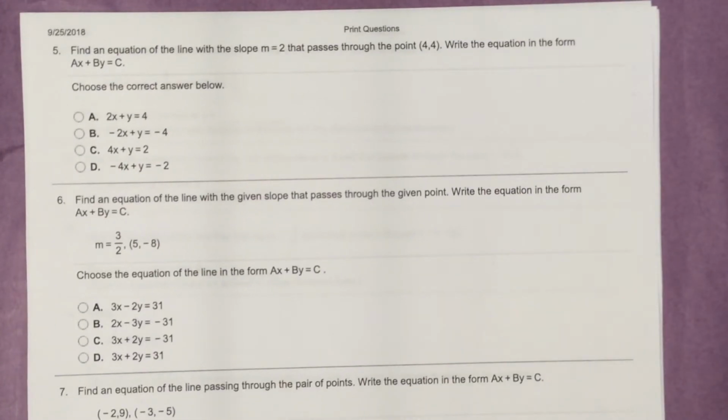Okay. This is kind of a word problem now. It says find an equation of a line with slope of m equal to 2 that passes through the point (4, 4). Write the equation in standard form.